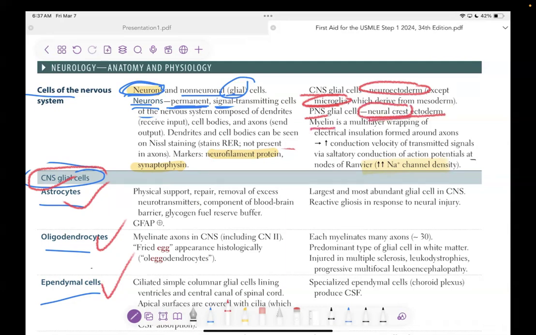Myelin is a cover of the nerve tissue. It is a multi-layer wrapping of electrical insulation formed around the axon. We already know that it is the cover of the axon, so we don't need to make it longer. Myelin, the cover of axon or the cover of nerve. So it is a multi-layer.